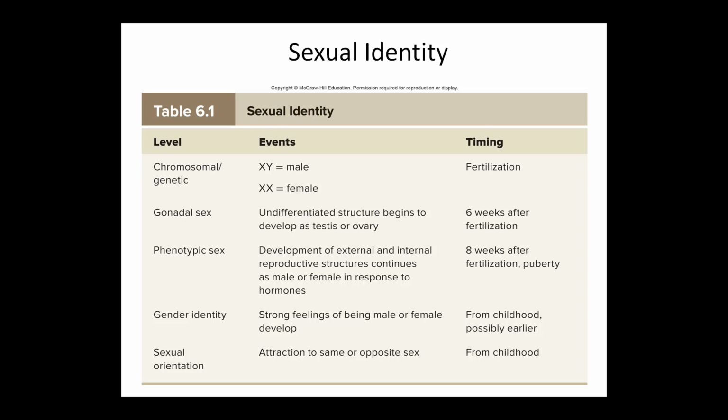Interestingly, the X chromosome also has the WNT4 gene, which also codes for a transcription factor that promotes female development. However, female development is sort of the default pathway. So if the Y chromosome is not present, it's gonna develop as a female. So development of external and internal reproductive structures continues as male or female responds to the hormones. And this happens around 8 weeks after fertilization.